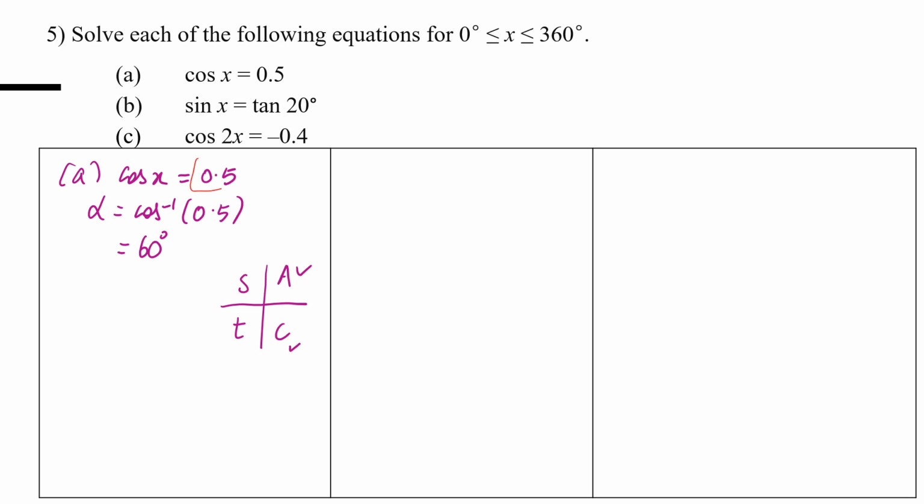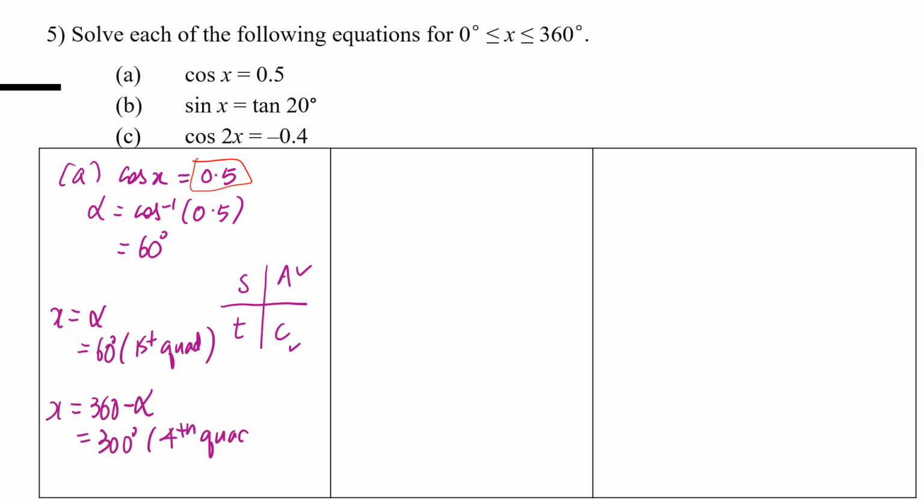Okay, so for cosine to be positive, it will come from the first and the fourth quadrant, A and C. A means all the trigo ratios will be positive. C means only the cosine ratio will be positive in that quadrant. All right, so the first quadrant will just be alpha, 60 degrees. The fourth quadrant will be 360 minus alpha, which is 360 minus 60, 300 degrees. Okay, relatively easy. Let's look at part B.